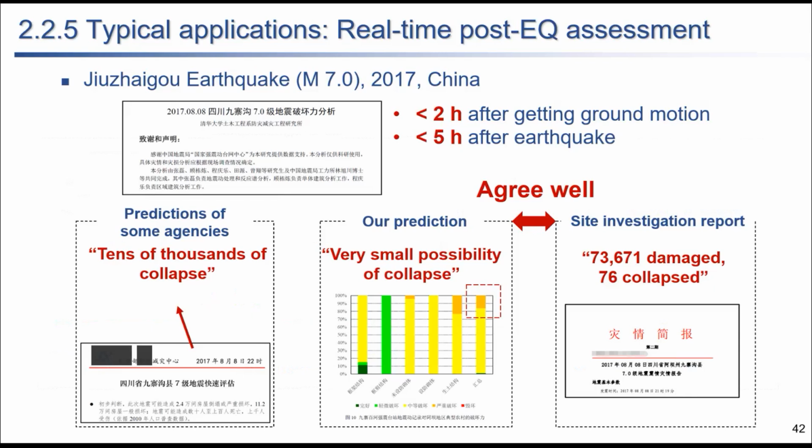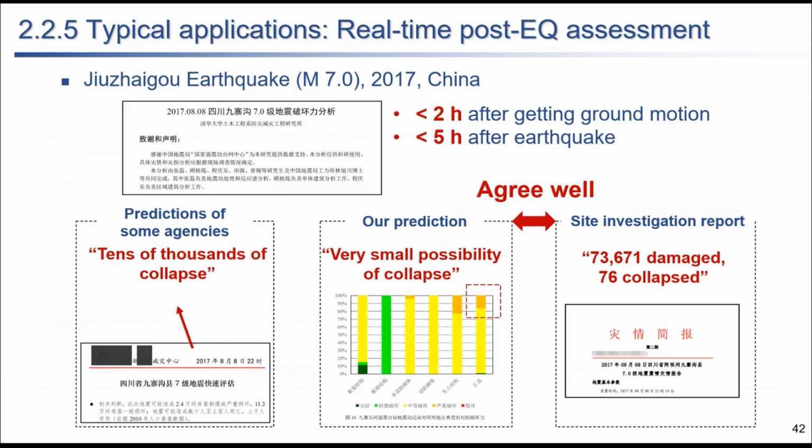So you can see two totally different results after the earthquake. One agency said there would be tens of thousands of buildings collapsing, and we said there was a very small possibility of collapse. At that time, we had a lot of debate about which one would be correct. And after 1 month, there was a site investigation report. There were about 73,000 buildings damaged, but only 6 buildings collapsed.